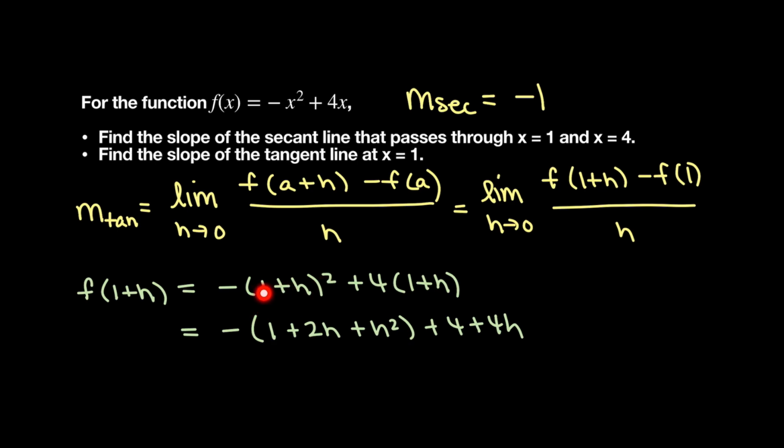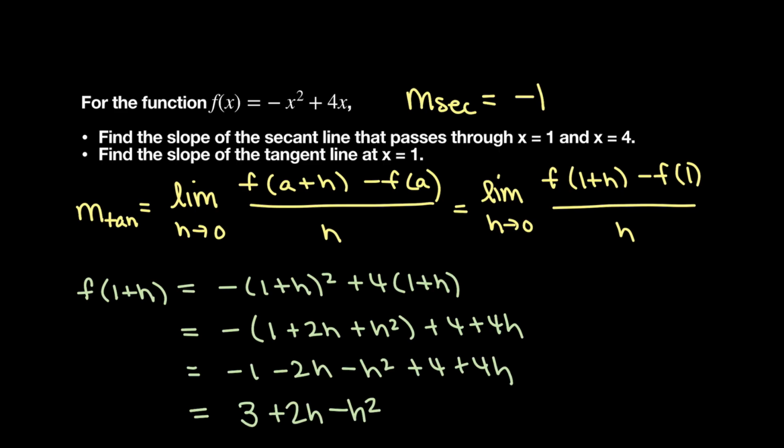1 plus h squared, I'm going to have to FOIL that out. That's going to give me 1. And then my inner plus my outers is 2h plus h squared. And I distributed the 4 to the 1 plus h. That gave me 4 plus 4h. Finally, I distribute the negative to my 1 plus h squared. That gives me negative 1 minus 2h minus h squared. And I still have the plus 4 plus 4h.